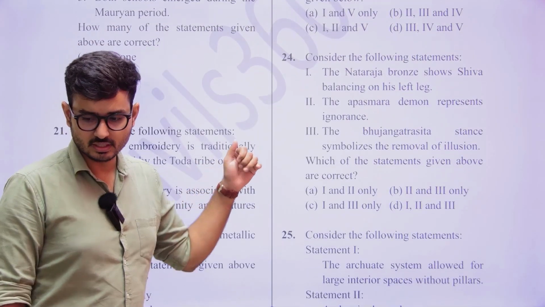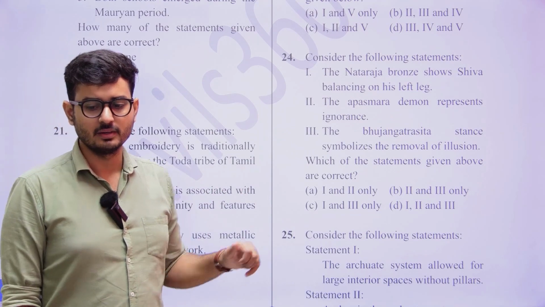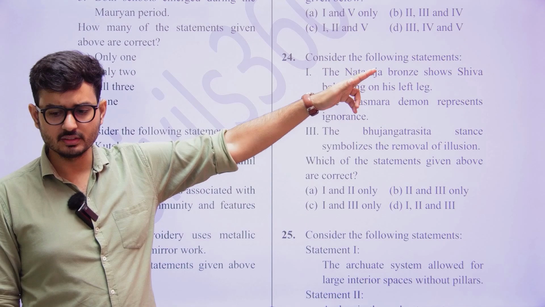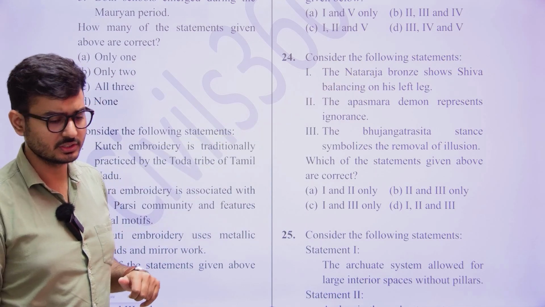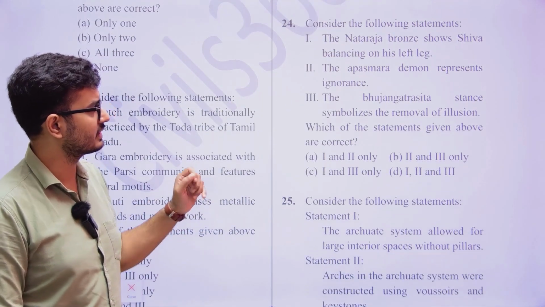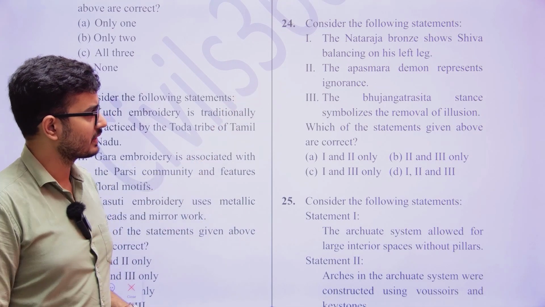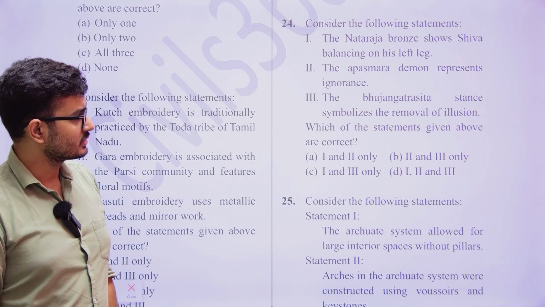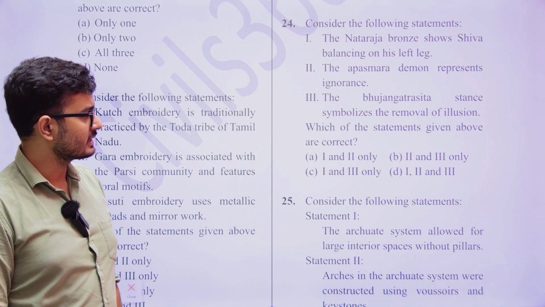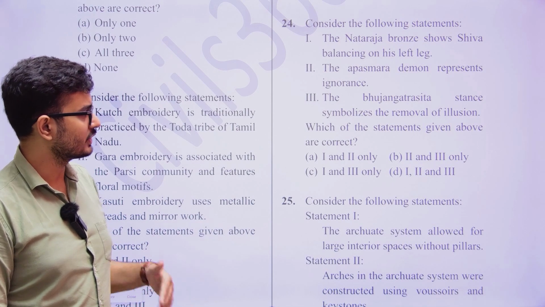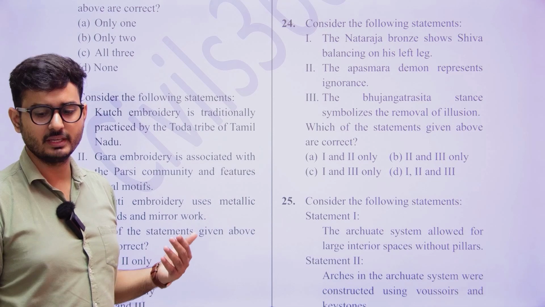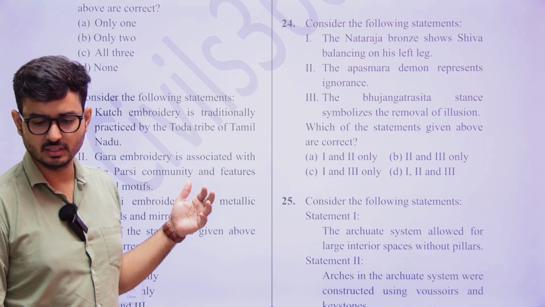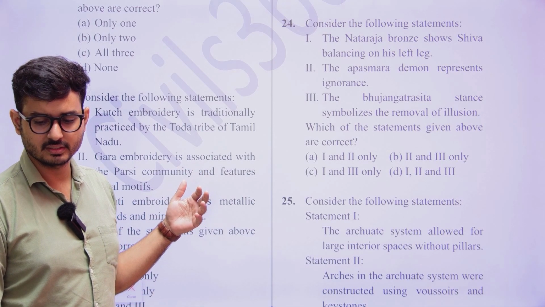The next one is, consider the following statements. The Nataraja bronze shows Shiva balancing on his left leg. The Apasmara demon represents ignorance, and the Bhujanga Trasita stance symbolizes the removal of illusion. Which of the statements given above is correct? So, what do you think is the answer here?